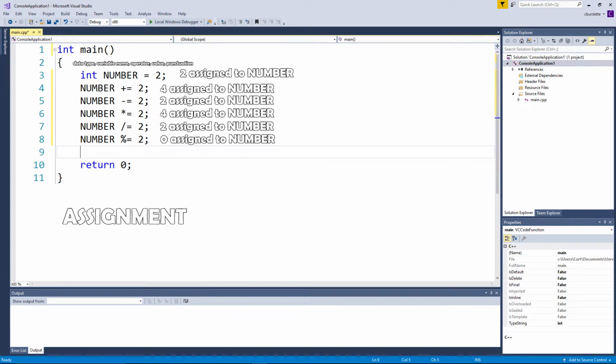Again on line 3, declaring and initializing an integer variable. The initial value of number is 2. See if you can work out why the values change the way they do in lines 4 through 8.